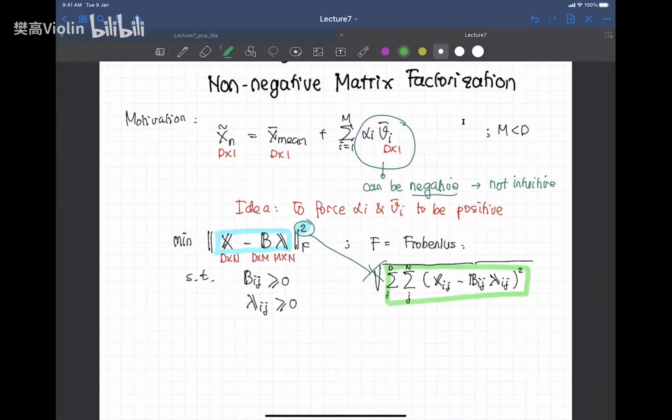Any questions? So there is a question from email. P is SVD of V? No, as I mentioned, P is the same as V. It's the same. I can write it as V, but it has to be positive. Okay, any other questions?